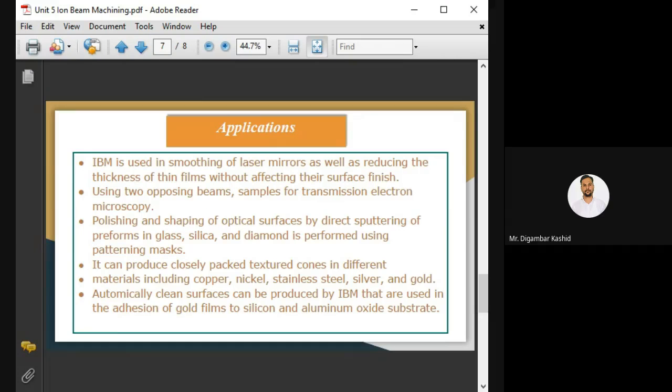Again, atomically clean surfaces. Here a spelling mistake is there. Atomically clean surfaces can be produced by this ion beam machining. Those atomically clean surfaces are used in the adhesion of gold films to silicon and aluminum oxide substrate. Again, higher ion energies can be used to remove the layer of the surface oxide.